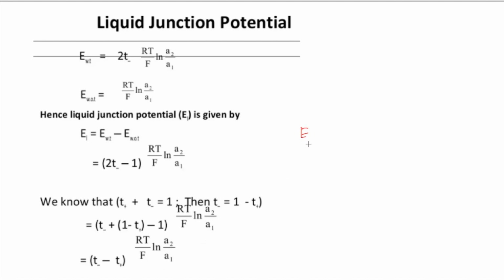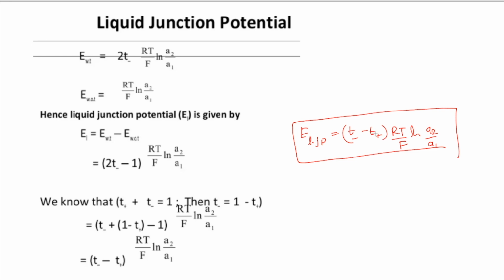So I'll just write down here. The liquid junction potential can be written as (t- minus t+) times RT/F ln(A2/A1). A2 and A1 are the activities on both sides of the concentration cell. t- and t+ are the transport numbers of the anion and cation. R is the gas constant, T is the temperature, F is the Faraday constant.